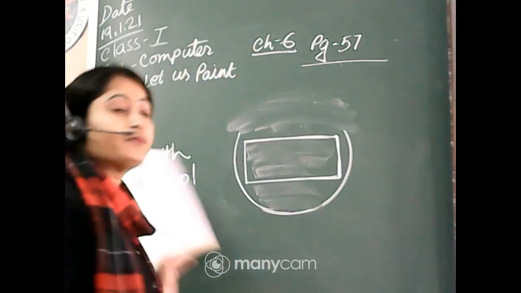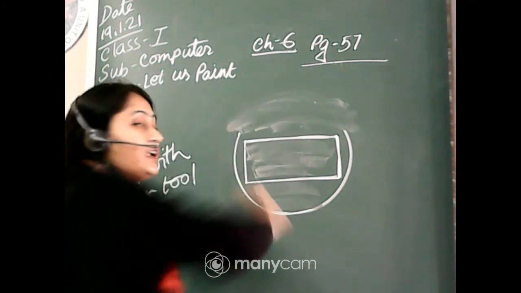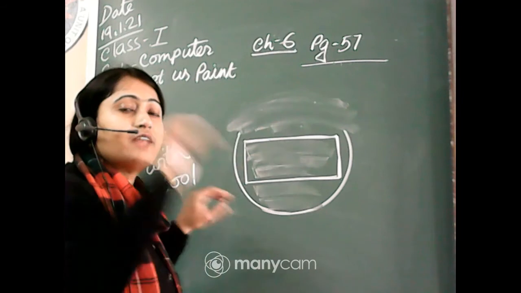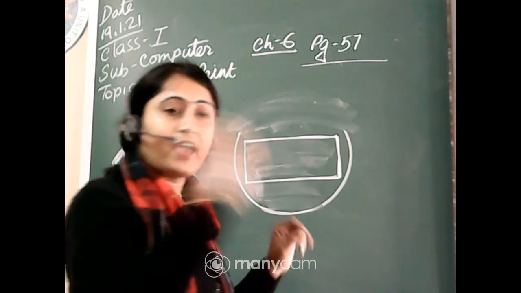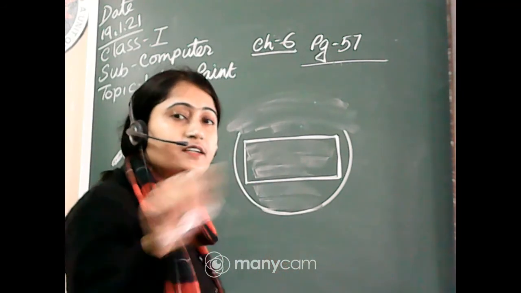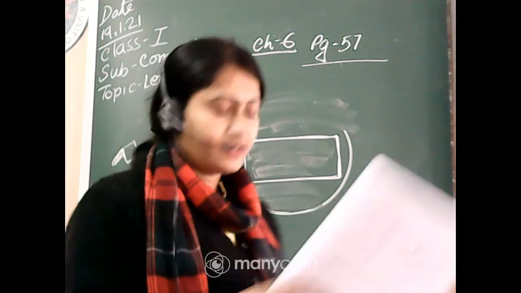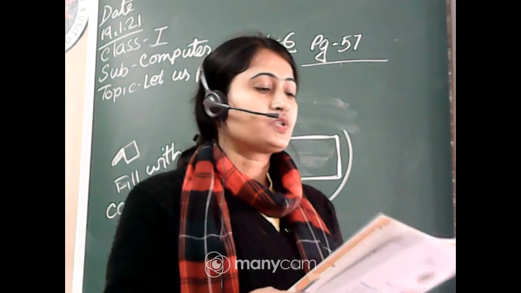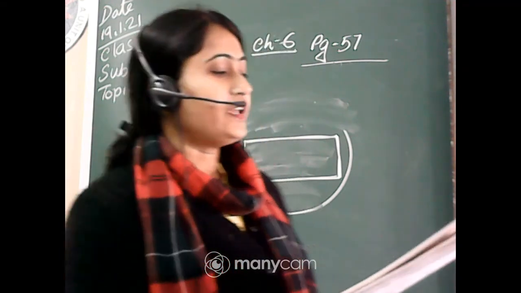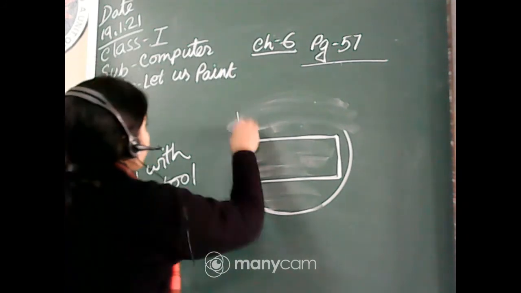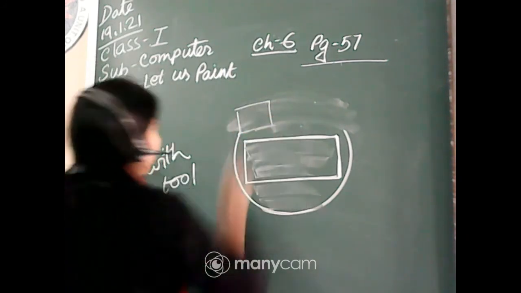Choose the eraser tool from the tools group, and then bring the pointer to the portion you want to erase, and then click the left mouse button and drag it. Then you can erase the unwanted part which you want to delete. And a square will appear in the drawing area.